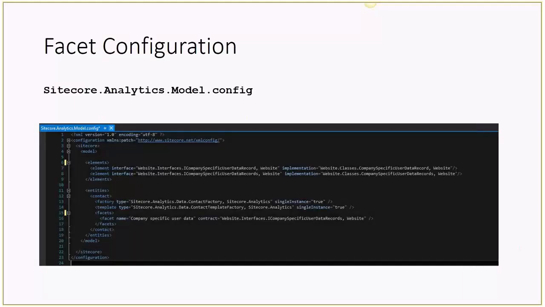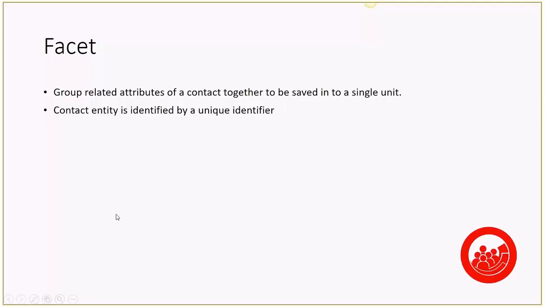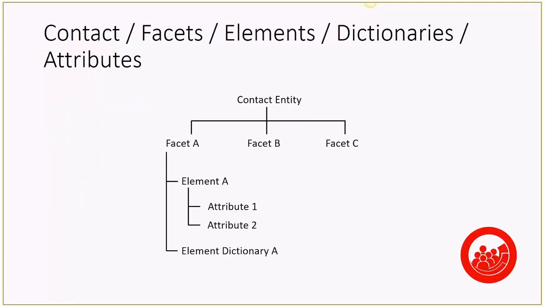If you take the facet, configurations are done in a configuration file called the Sitecore Analytics model configuration file. So as you can see in the image below, in this file we have two sections. In one we define the elements, and in the other one we define the facets. Just to give you an overview of how this data structure, the contact data model, works.